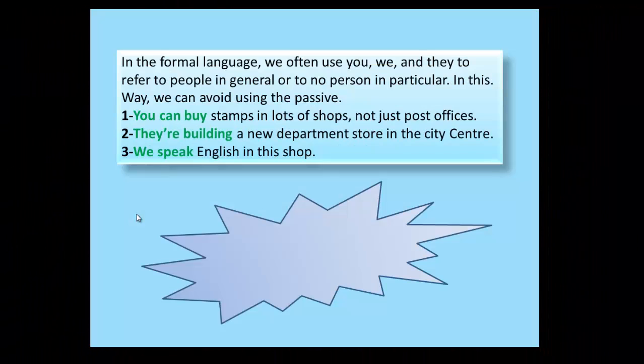In the formal language, we often use you, we, and they to refer to people in general or to no person in particular. And in this way, we can avoid using the passive. So sometimes if we want to avoid using the passive voice, we can use you, we, and they to refer to people in general. So here we don't refer to specific people, we refer to people in general.